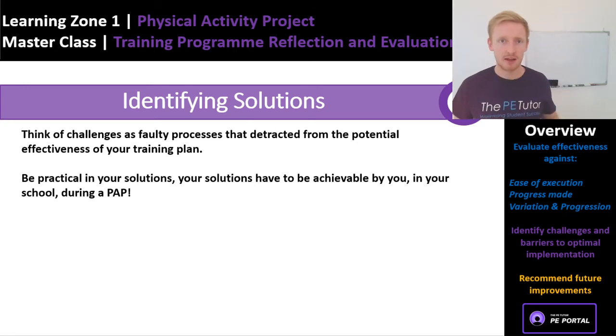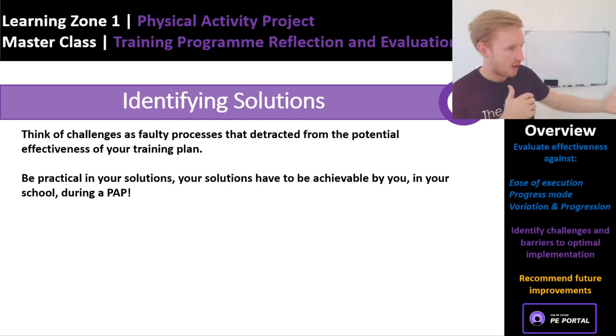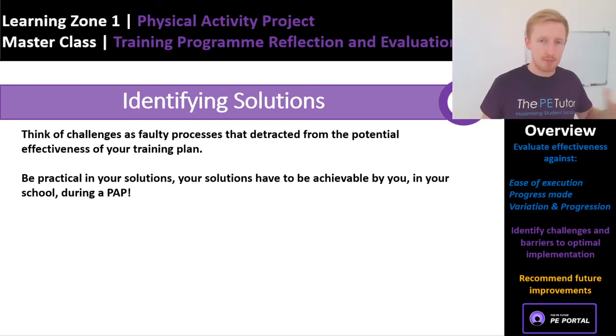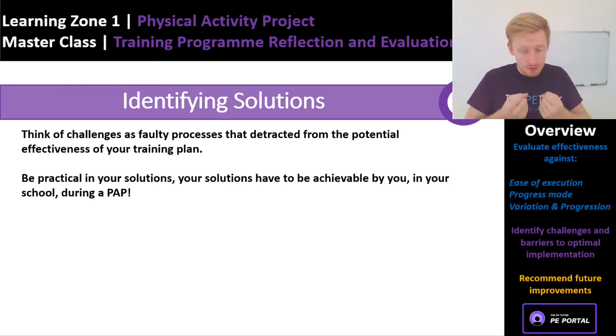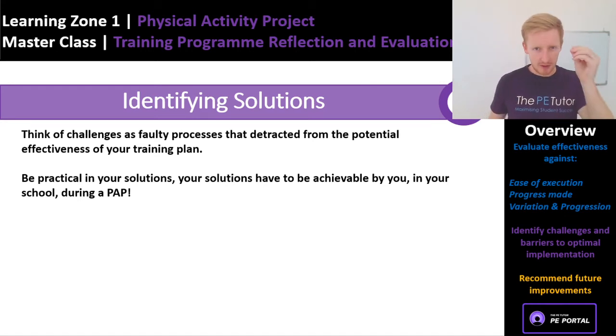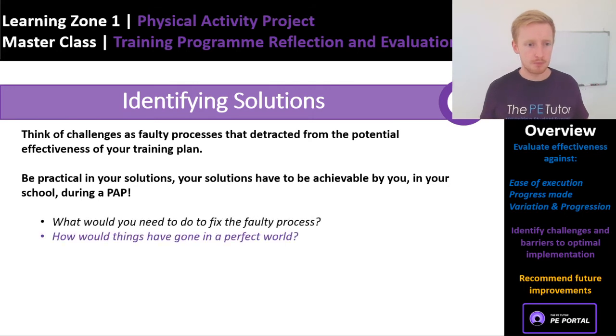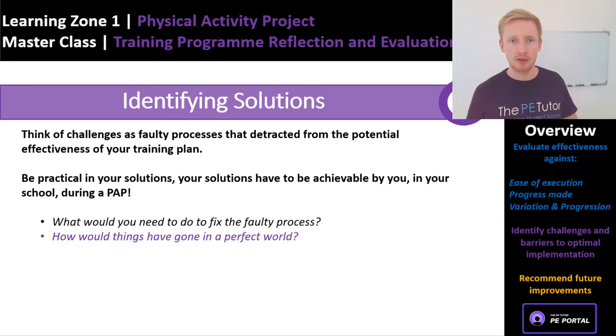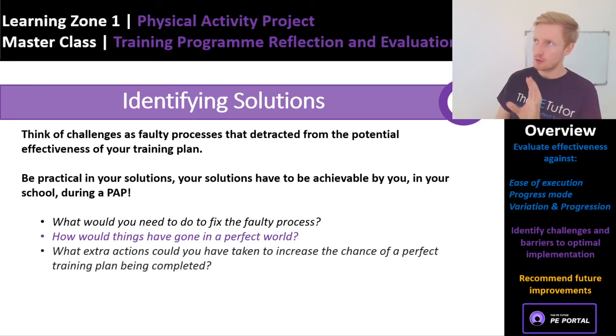Be realistic. If you were to recommend to the year coming up behind you, how could they improve their PAP? Well, here's what we found difficult, so perhaps you can avoid it for next year. That's what you're going for here. So what would you do to fix that faulty process? How would things have gone in a perfect world? Therefore, what could you have done to get yourself closer to that perfect model?